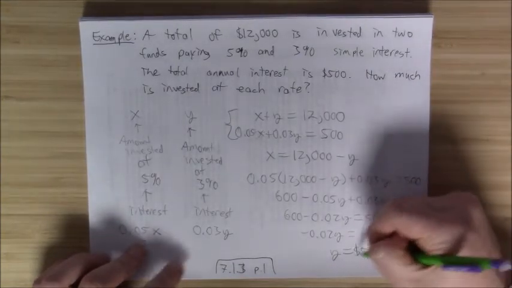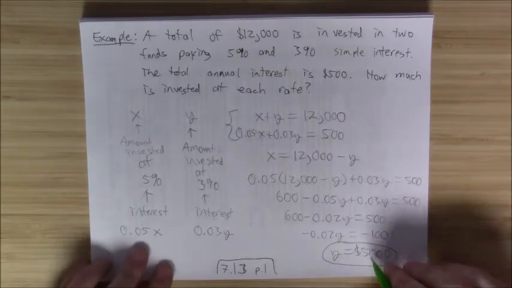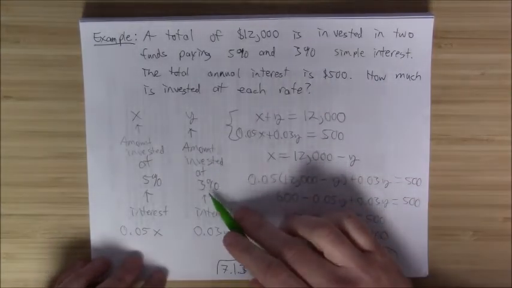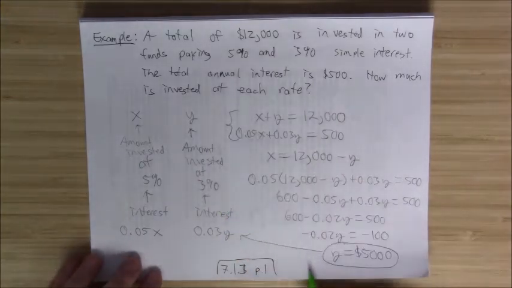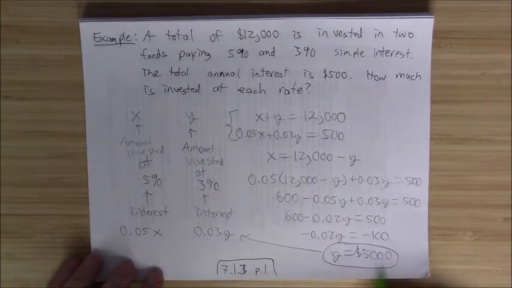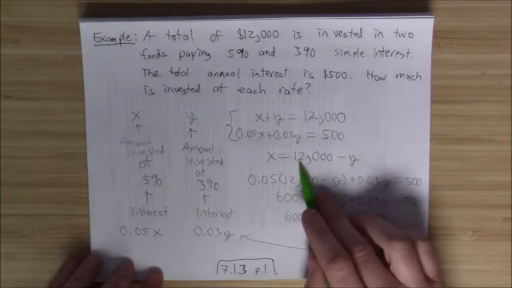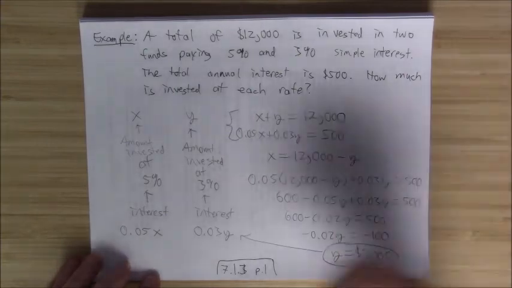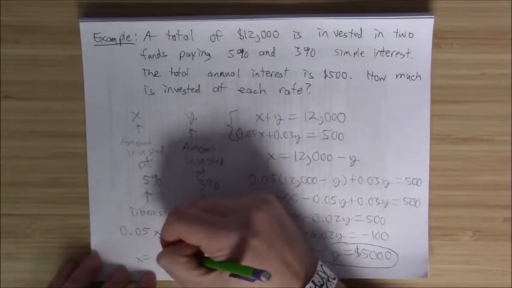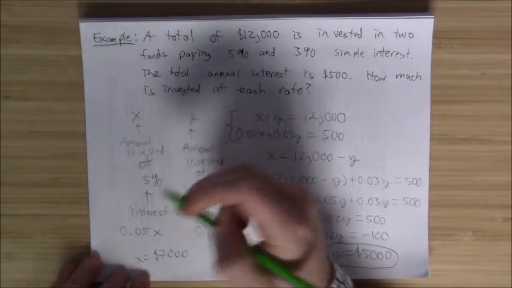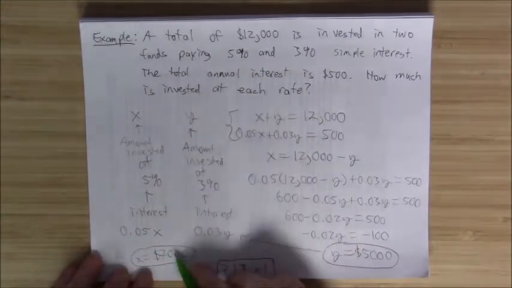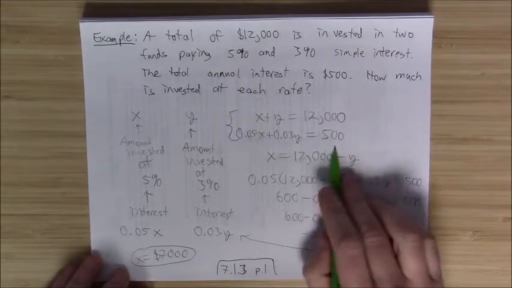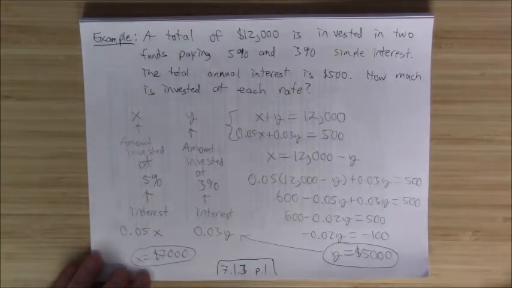So that's how many dollars: 5,000 was invested in the account with 3% interest. For the other account, we can go back and substitute into here. That would be 12,000 minus y, which is 5,000. So x would equal $7,000. At this point, you should make sure that when you substitute both these values into the interest equation, they work and give you the correct amount of interest as well.